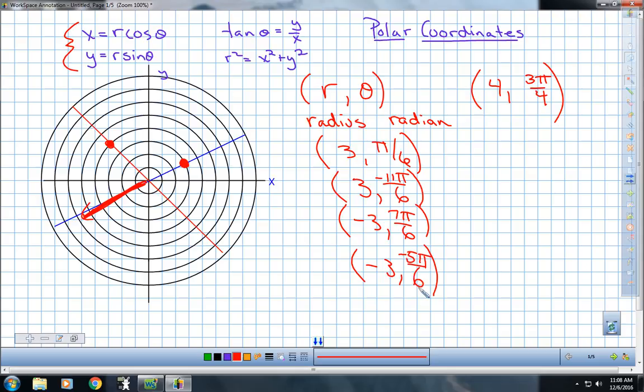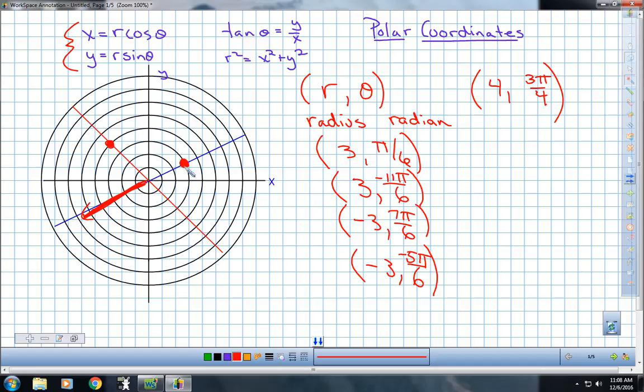So negative 5 pi over 6 would also represent that same point, because I would go in a negative direction, pi over 6 reference angle. I'm pi over 6 away from pi, right? So that puts me at a pi over 6 reference angle in the third quadrant. R is negative 3, so I go in the opposite direction, which again puts me right here.